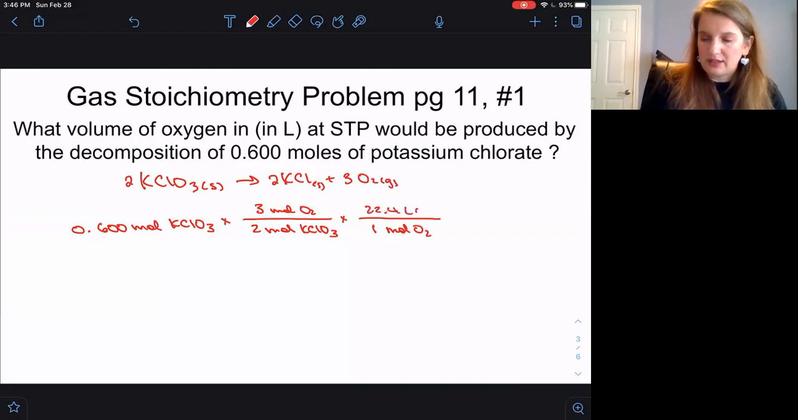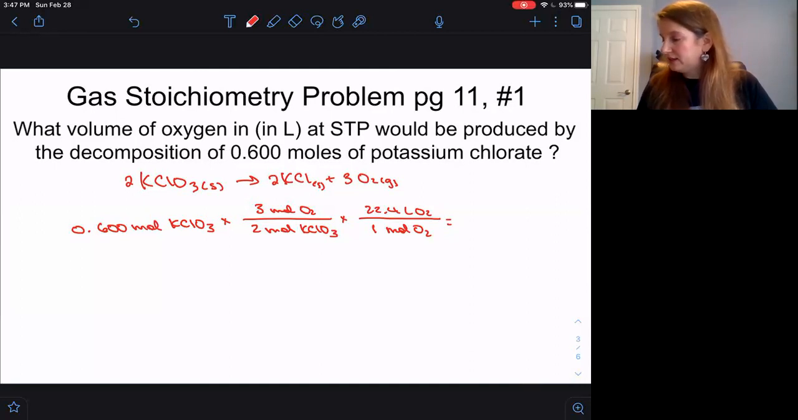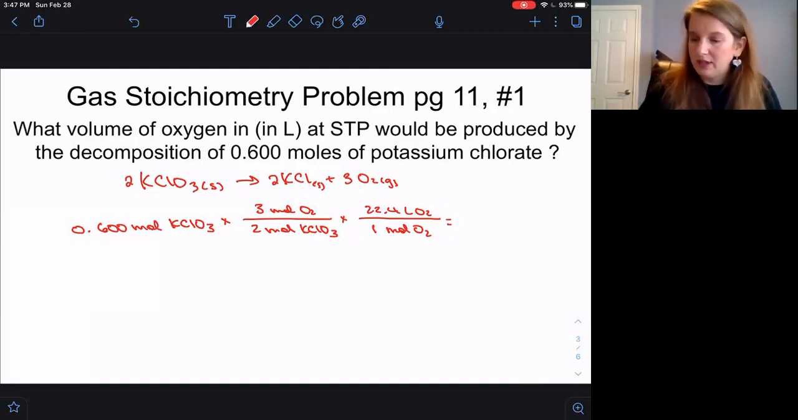And we know that 1 mole of O2 is equal to 22.4 liters. So you can see I'm using that last conversion factor just like any other times that we've done stoichiometry or mole conversions. So I can go ahead and calculate. I've got 0.6 times 3 divided by 2 times 22.4. I want 3 sig figs because of my given. So my answer would be 20.2 liters of oxygen. Okay, and just like that.